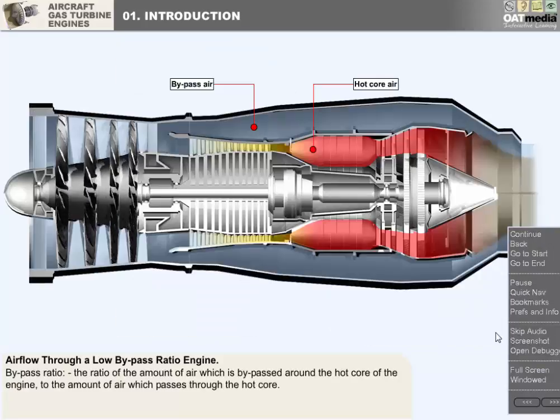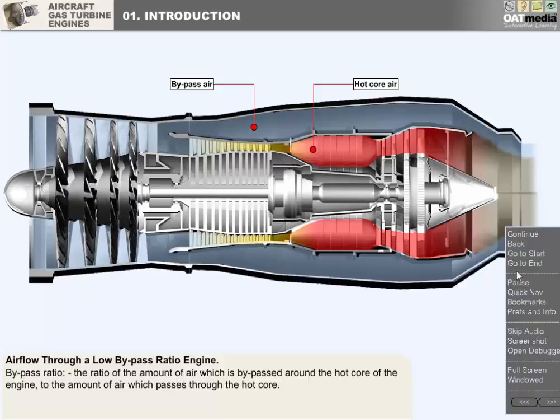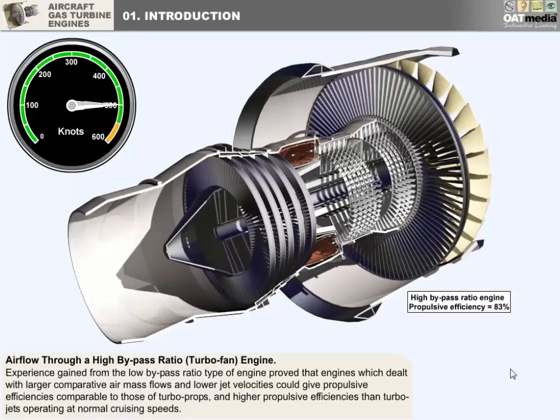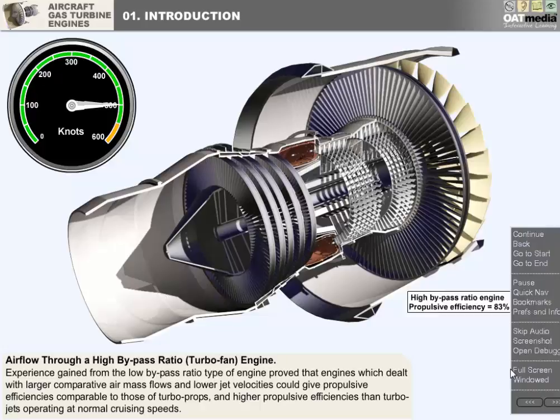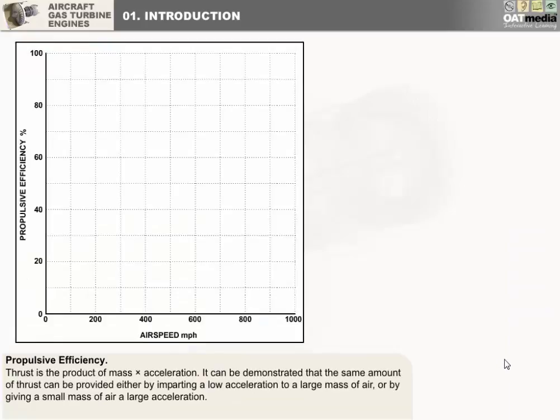The bypass ratio of an engine is defined as the ratio of the amount of air which is bypassed around the hot core of the engine to the amount of air which passes through the hot core. The experience which was gained by manufacturing and operating the low bypass ratio type of engine, we previously explained that thrust is the product of mass times acceleration.